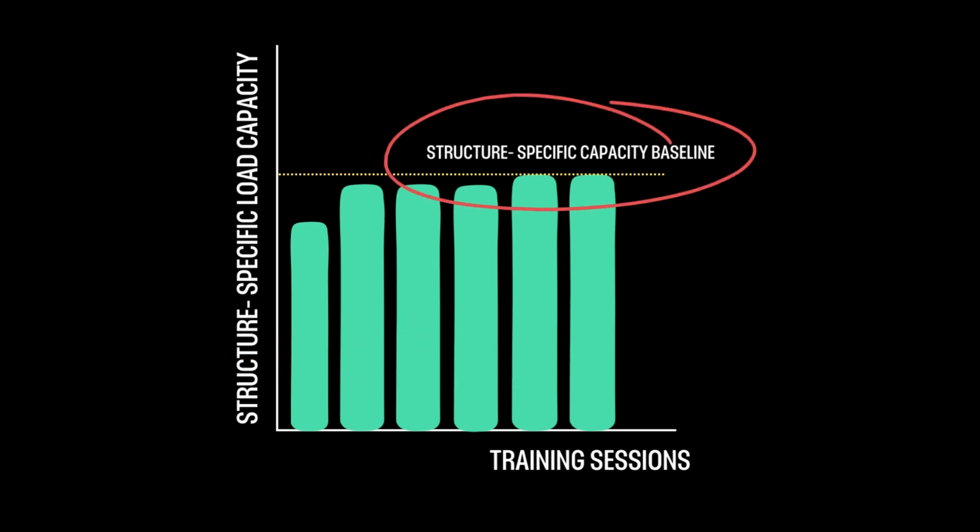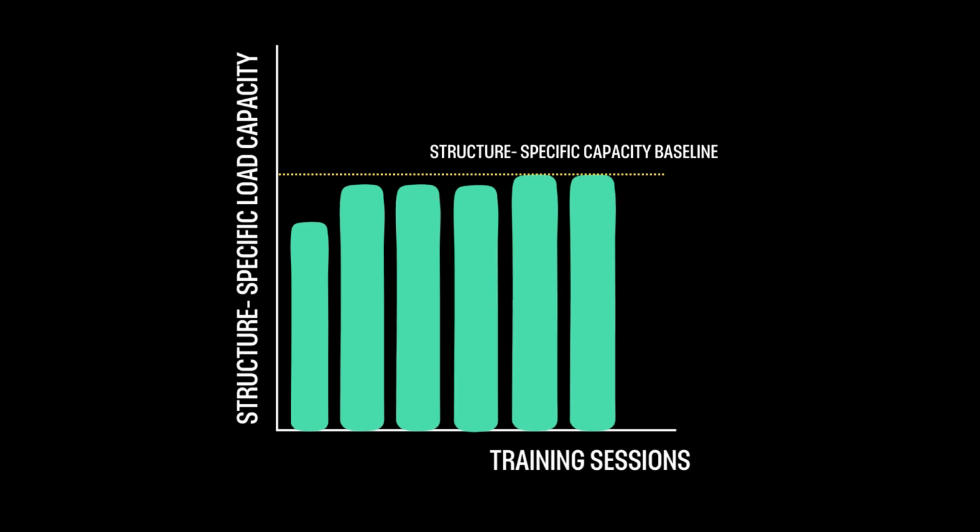The line that you can see is the structure-specific capacity baseline. So this just means the baseline capacity of a particular structure. So ideally, to improve performance, you want to complete a variety of training sessions as close to pushing the body's capacity as possible. Of course, these will vary when it comes to the duration and the intensity of the training sessions, but you really want to get as close to the capacity of the body's tissues as possible.